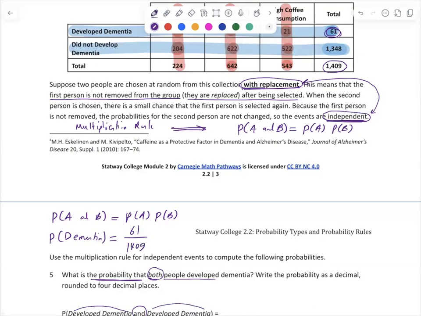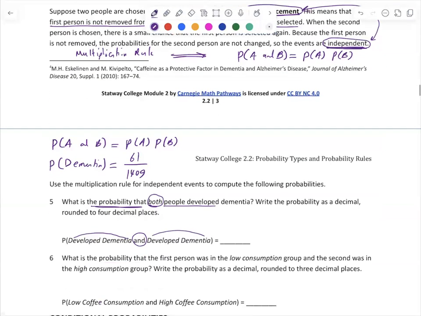1,409, right? Now, we need to multiply these together because of the multiplication rule. We have one probability, which is 61 out of 1,409, times the second probability using the multiplication rule, which is 61 divided by 1,409. Let's do the multiplication here. Give me a moment. Let me use my calculator. I'll calculate this probability for you.